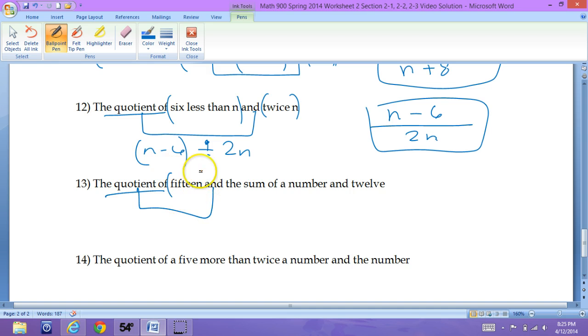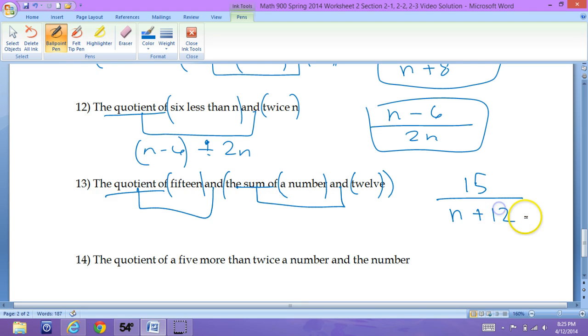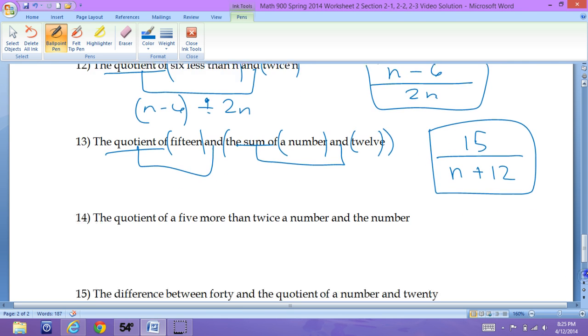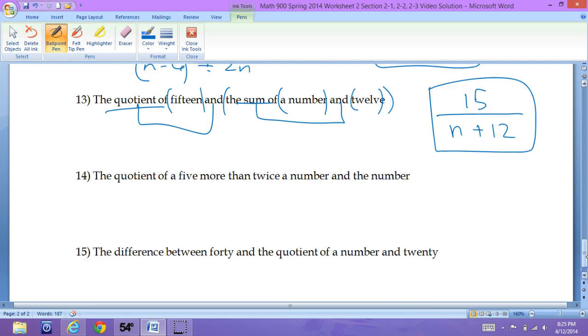So the quotient of what? 15 and something. That something's a little bit complicated. So the quotient, fraction bar, of 15, the first thing goes on top, and something. The sum of something and something, the sum of a number and 12. The sum of a number n and 12. The sum, and the plus sign, n and 12. Okay? So you're going to have to practice these. You can rewatch the videos however many times you need to. The video lecture contains more examples.